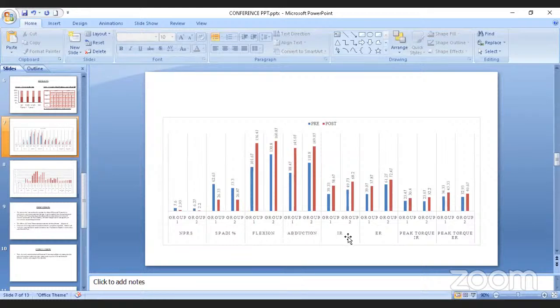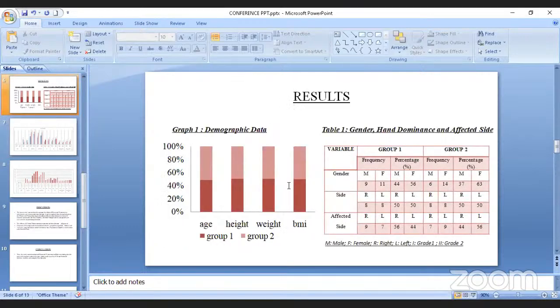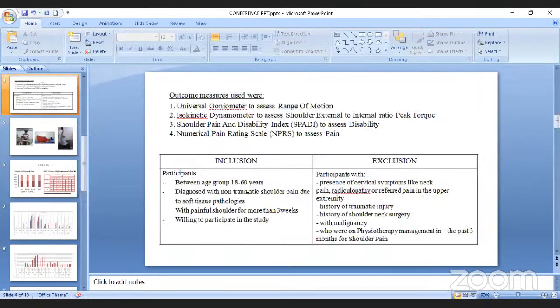If you can tell your inclusion criteria again. Yes, sir. Participants between the age group 18 to 60 years, people diagnosed with non-traumatic shoulder pain due to soft tissue pathologies, painful shoulder for more than 3 weeks, and participants willing to participate in the study.